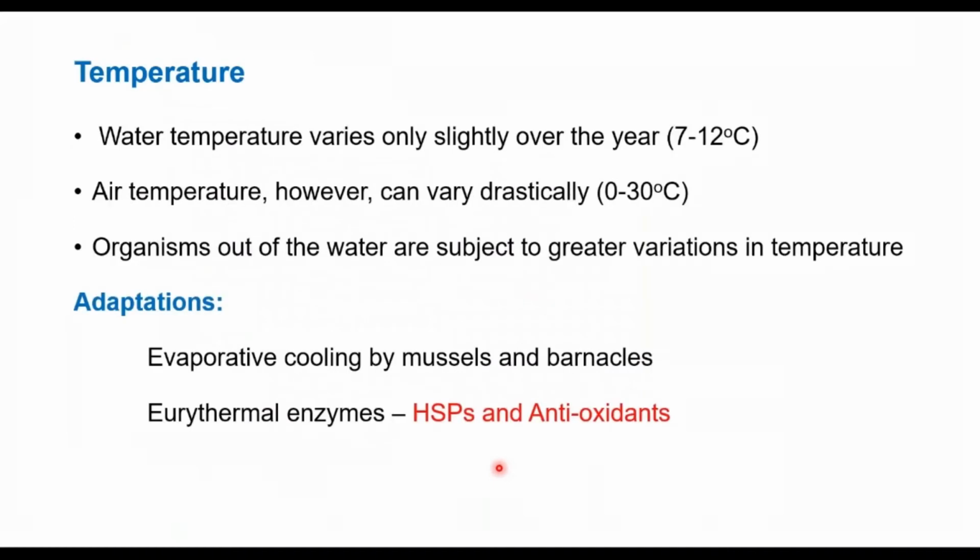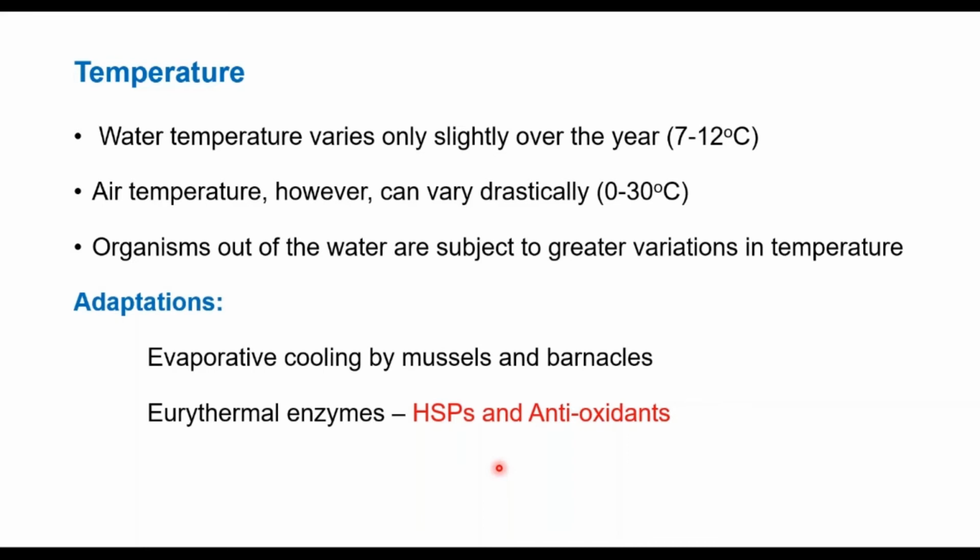The next one is temperature. In the intertidal area, the water temperature varies from 7 to 12 degrees, right? And then the air temperature varies drastically from 0 to 30 degrees centigrade. So whenever the organisms are out of the water, they have to withstand this greater variation in the temperature. So how will the adaptations happen? There is something called evaporative cooling.